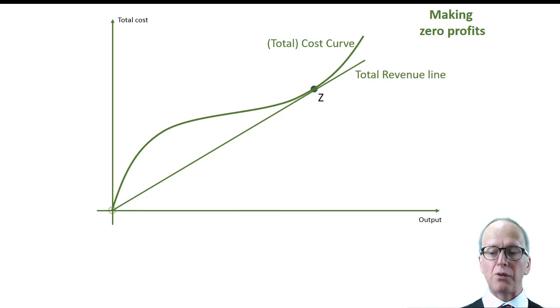We can now see why the firm will never undercut the market. If it cuts its price, its total revenue curve will rotate clockwise, but it would then lie below the total cost curve at all levels of output, so the firm is guaranteed to make losses.